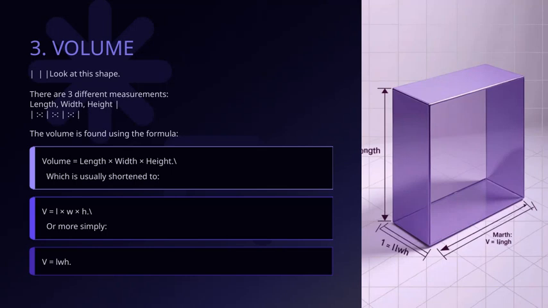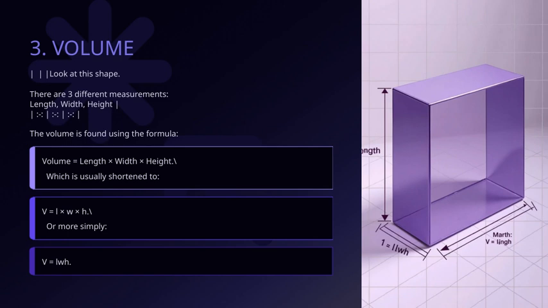Let's take a look at this shape. When we're talking about volume, there are 3 key measurements we need to consider: length, width, and height. These measurements help us understand how much space the shape occupies. To find the volume, we use a simple formula. Volume equals length times width times height.